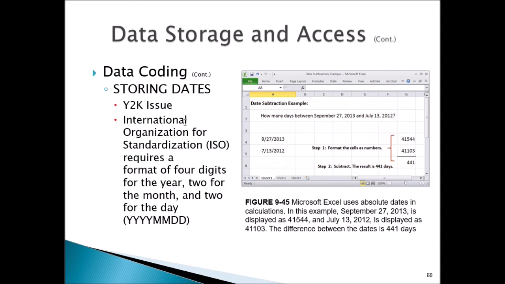ISO is the International Organization for Standardization. It requires the format to be YYYY, so the full 4-digit year, MM for the month, and DD for the day. So why do they do it this way? The quick answer is they have it like this for sorting purposes. It really makes sorting extremely easy.